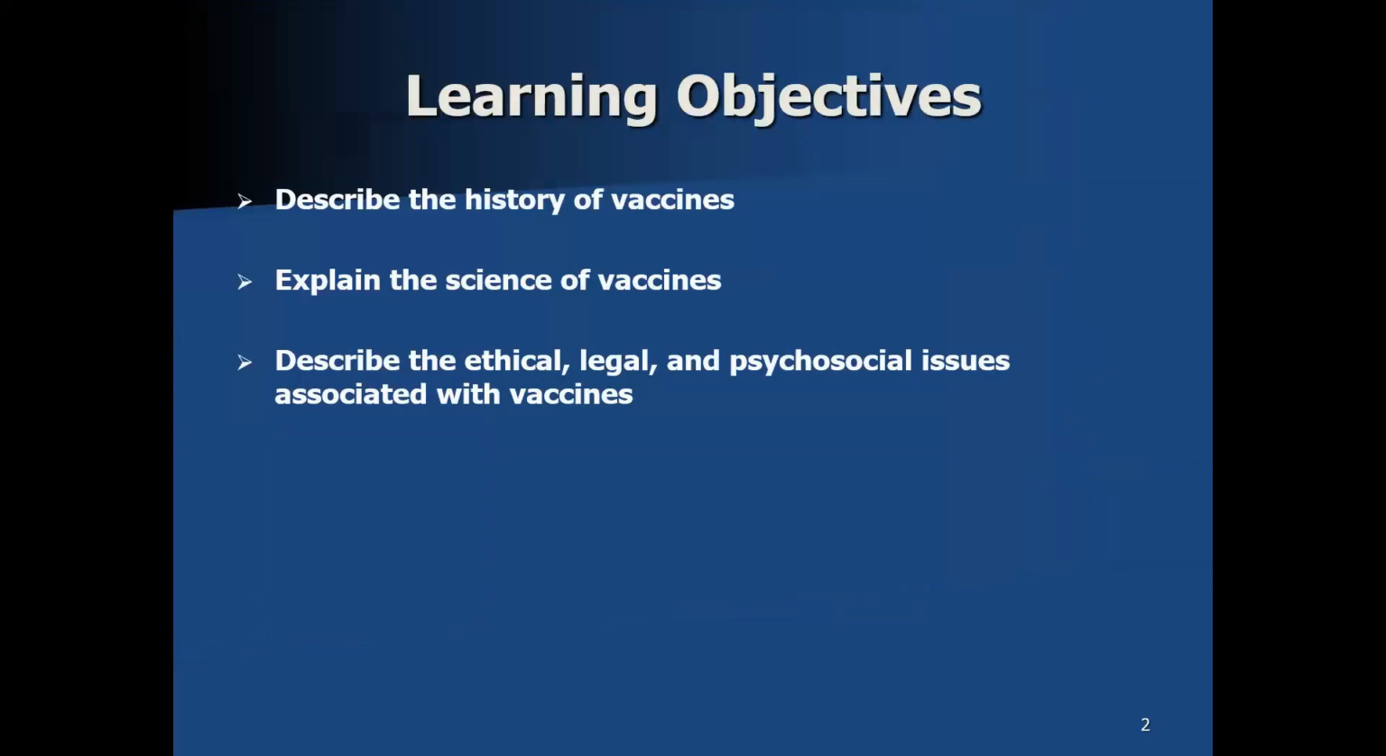When we are finished here, you will be able to identify key milestones in vaccine history, explain how the immune system responds to vaccines, and evaluate ethical and societal debates around vaccination.